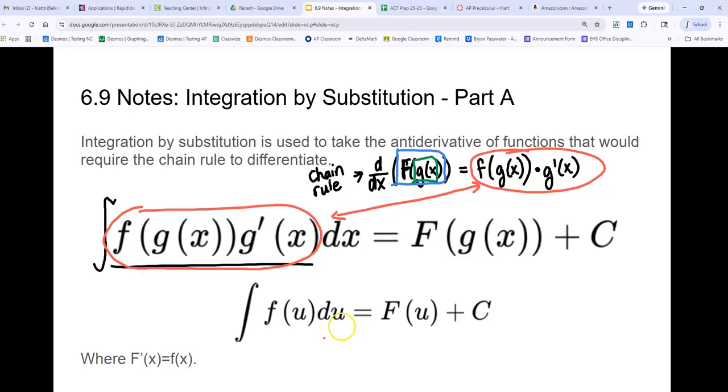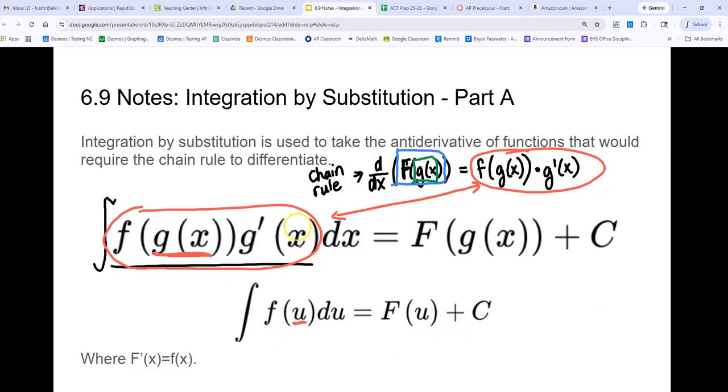A little bit of a simplified version here that uses a u instead of a g of x would look like this, where u could be your g of x. So u can be 2x squared, or u can be x minus 4 there. So the integral of f of u, and this du is your derivative of u, equals capital F of u plus c.